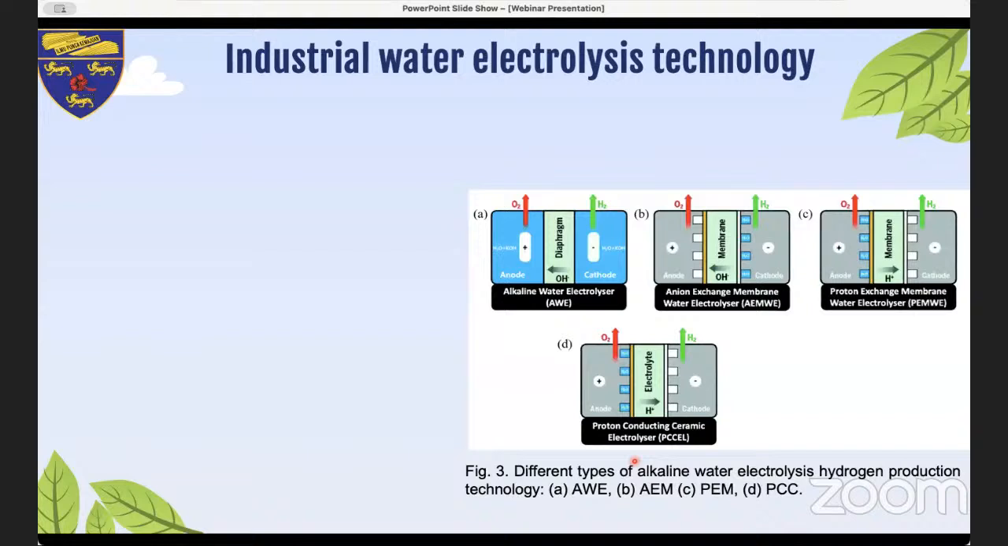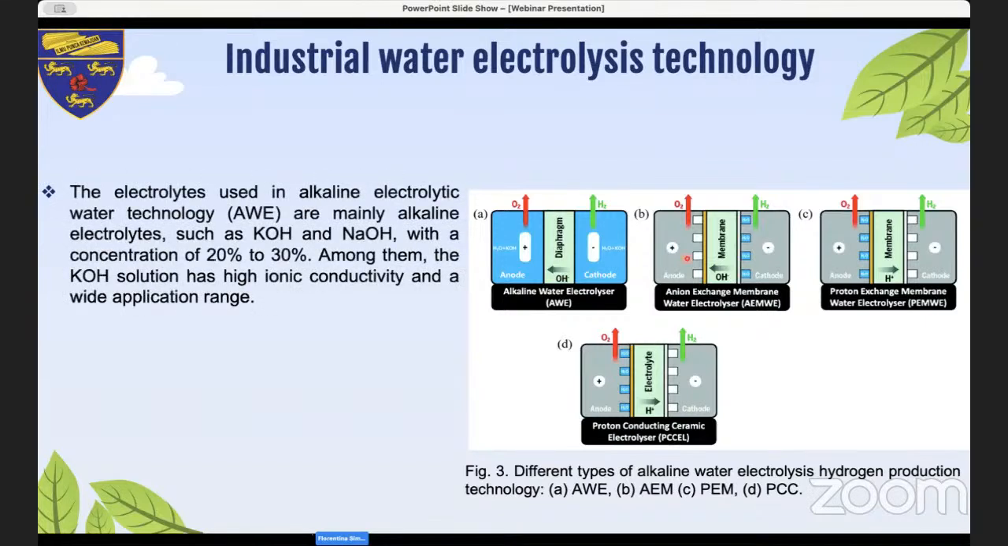Briefly, I can classify these 4 technologies into 2 different groups. The first and second are based on circulation of OH negative from cathode to anode, so these 2 technologies work in alkaline media. The third and fourth are based on circulation of hydrogen ions from anode to cathode, so these 2 technologies work in acidic media. And there is also a little difference between the first and second technology.